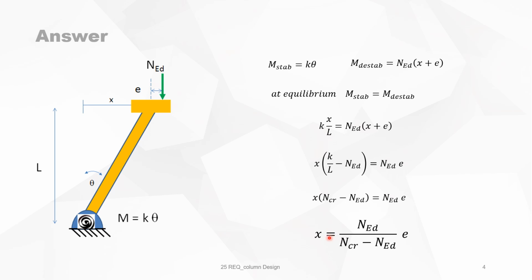Then this can be expressed as follows: the deflection X is equal to the initial eccentricity of the normal force, multiplied by a factor which is equal to NED divided by the difference of N critical minus NED. We see that when NED approaches N critical, then X will be infinity. So, of course, no equilibrium is possible.